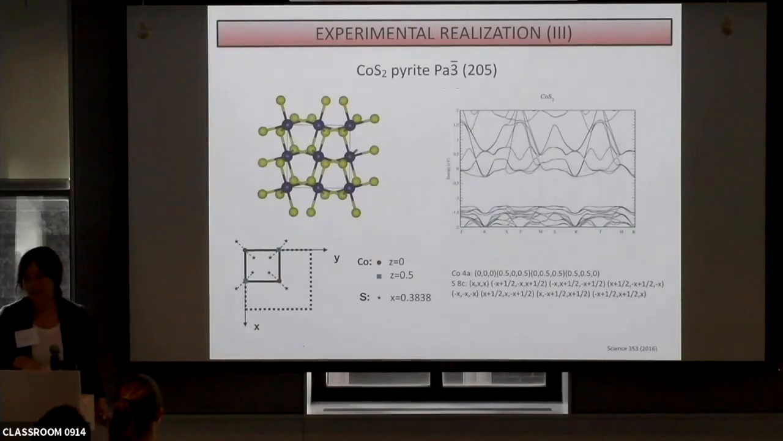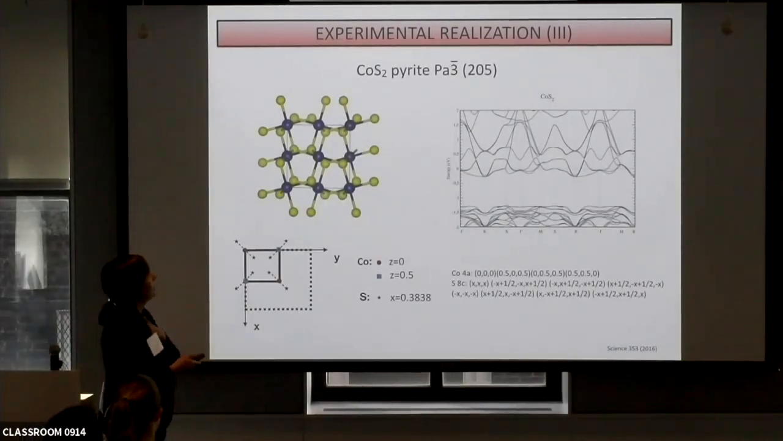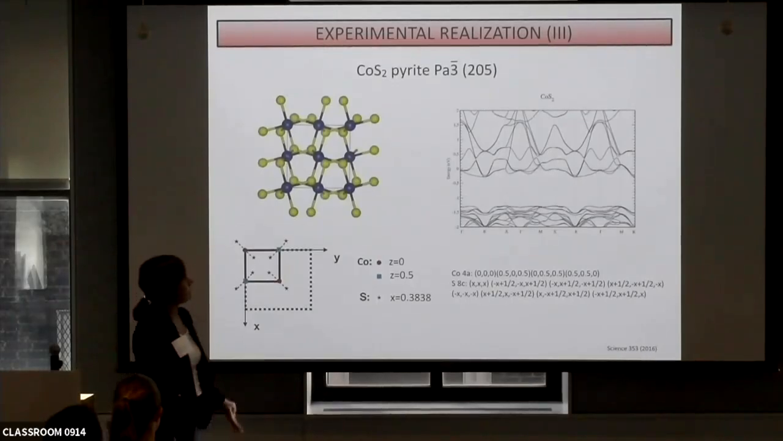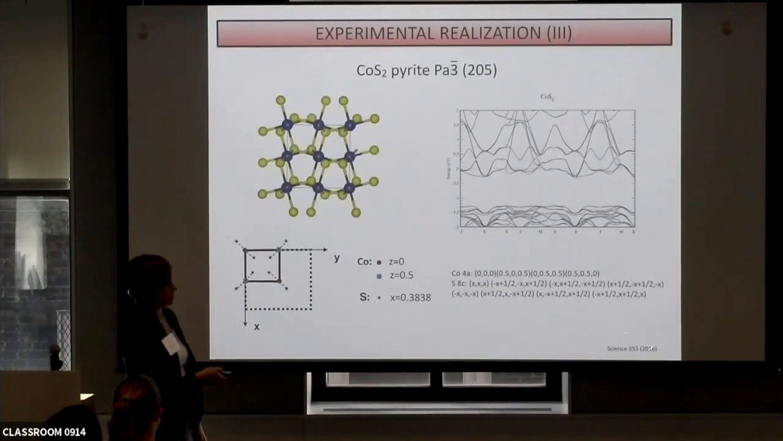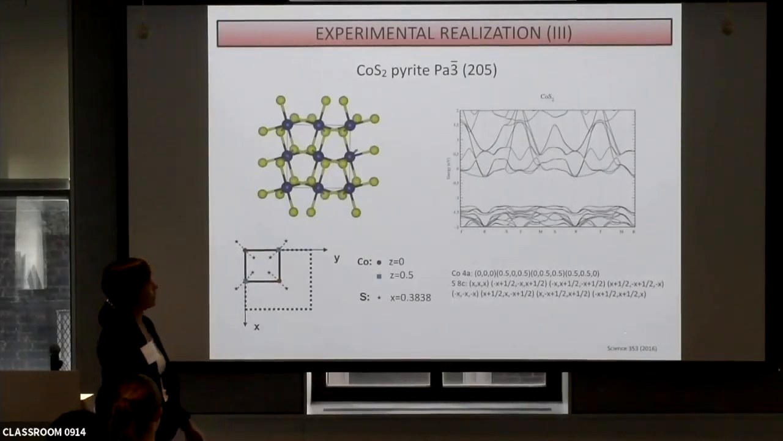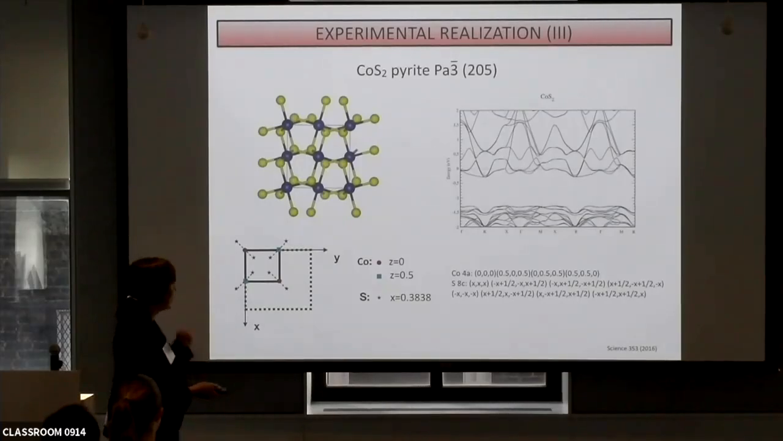Okay, and the last one is a pyrite, a pure pyrite in the Pa-3 space group, which is a non-symmorphic space group. We look at the pyrites first because we had this space group reported in our original paper, and also because pyrites by themselves are a very interesting family of materials. They are very good semiconductors. They also hold superconductivity and have metallicity.